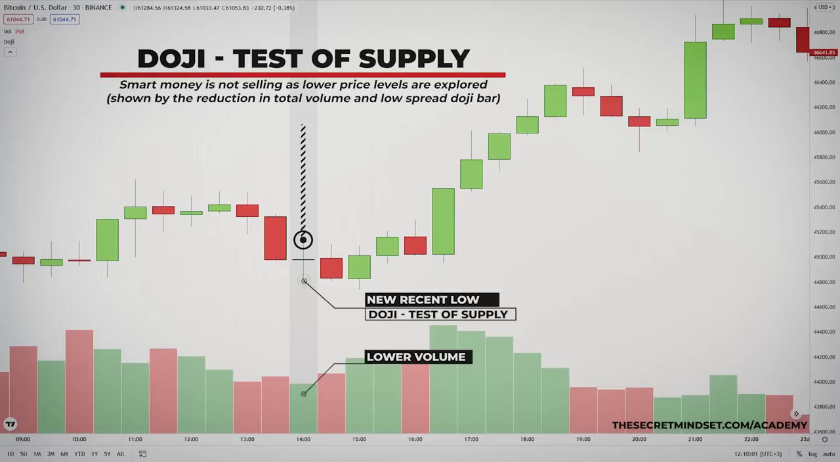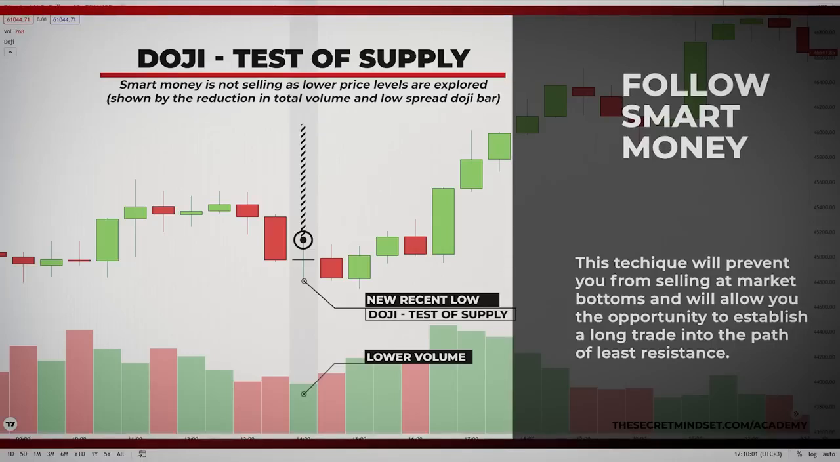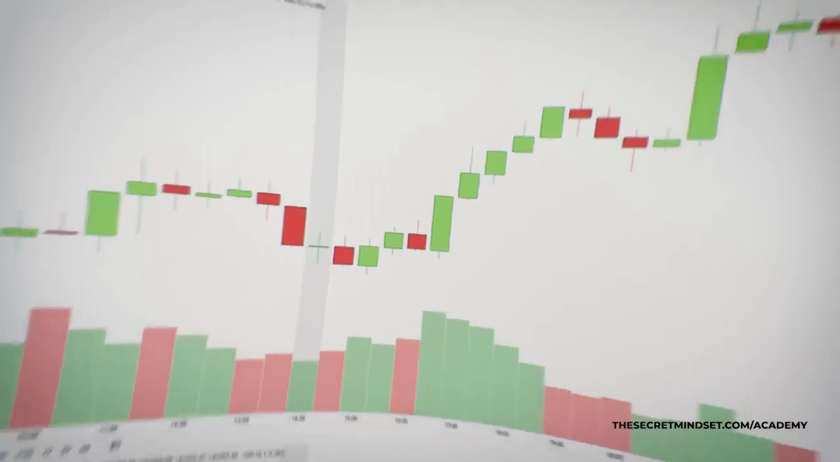If the smart money is not selling, you, as a retail trader, need to be aware of this. This will prevent you from selling at market bottoms and will allow you the opportunity to establish a long trade into the path of least resistance.